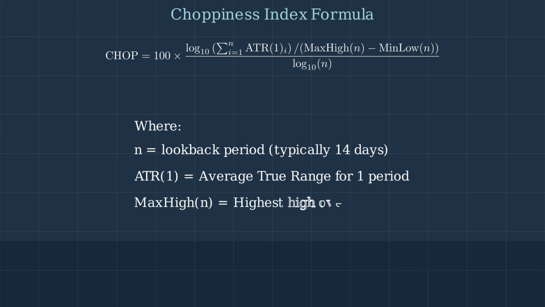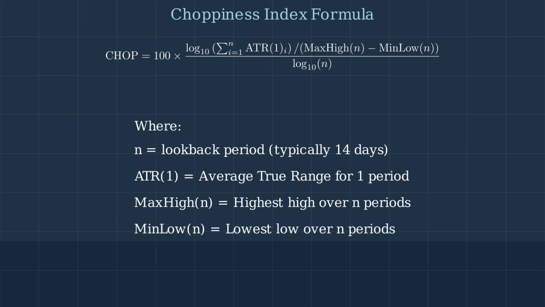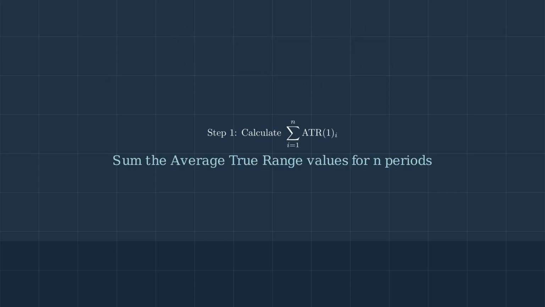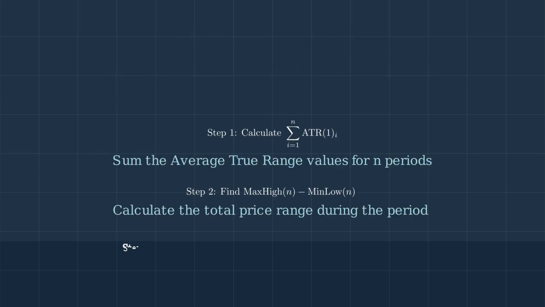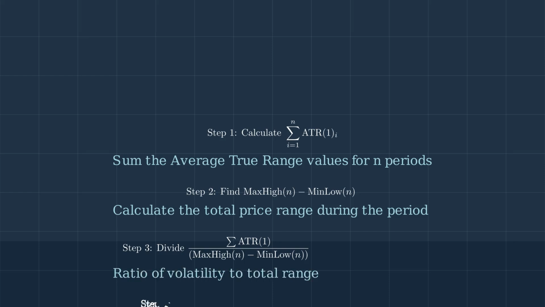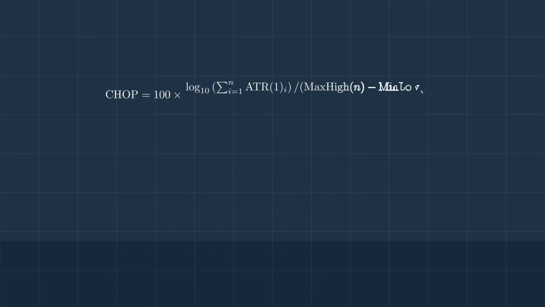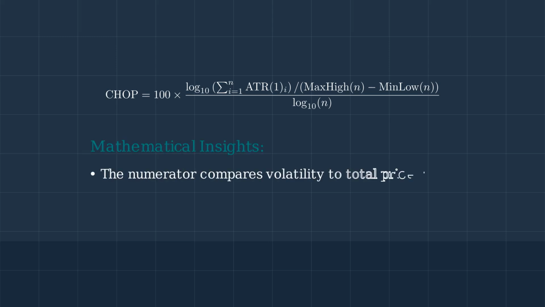Max high of N is simply the highest price observed during the N period look-back window. And min low of N is the lowest price during the same N period window. Let's break down the calculation process step by step. The CHOP formula can be understood as a ratio of volatility to the total price range, normalized using logarithms to produce values between 0 and 100.